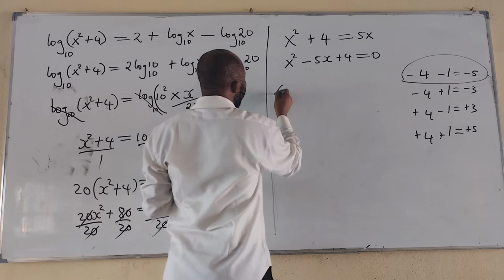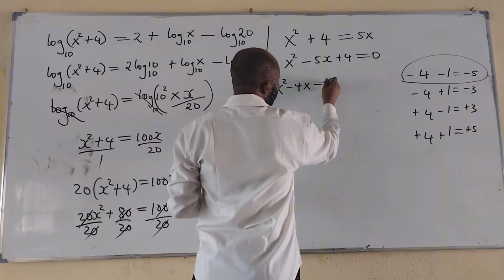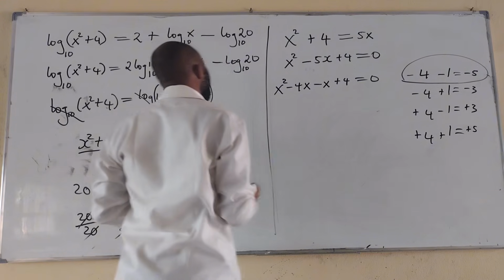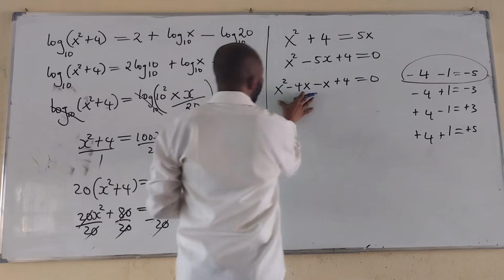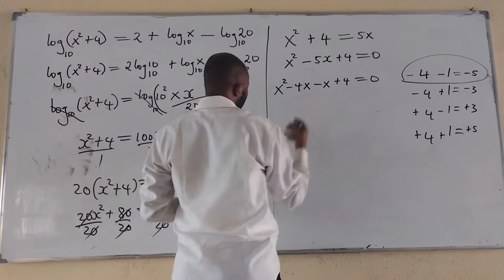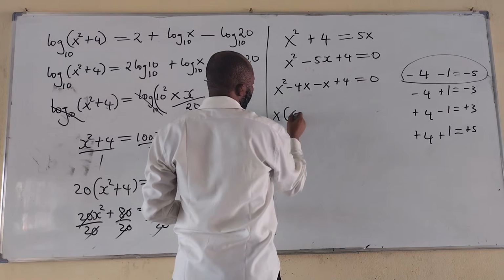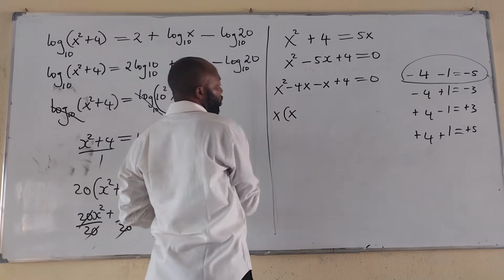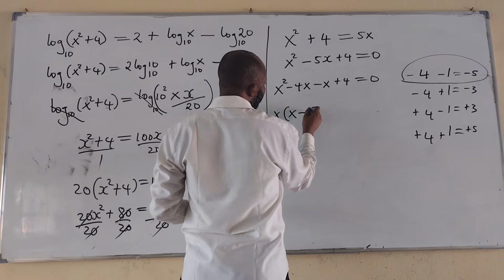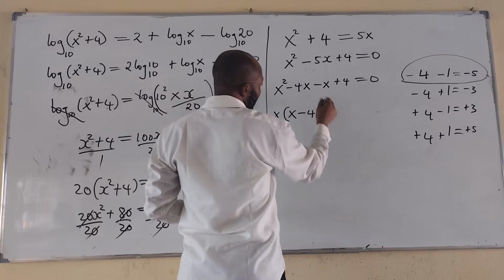So we now have x squared minus 4x minus x plus 4 is equal to 0. Okay, from here, I want to factorize these two and these two alongside. I have my x outside. If I put another x, x times x will give me x squared. x times 4 to give me minus 4x is minus 4. x times minus 4 is minus 4x. I close my bracket.